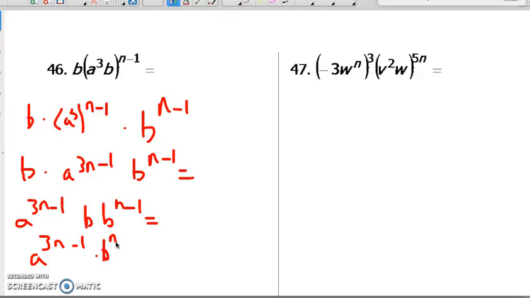All right. So then this is our last one, number 47. But again, I want to leave this one for you to try on your own. So I'm going to have you do the work. I'm going to show you what the answer is. It's going to be negative 27 times v to the 10n times w to the 8n. All right. So I want you to give that one a try. See if you get that as your answer.